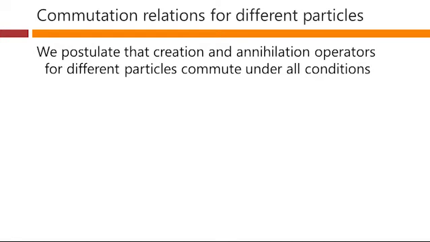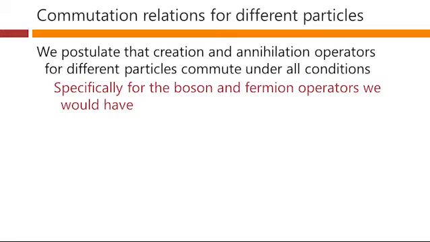We now postulate that creation and annihilation operators for different particles commute under all conditions. Specifically for the boson and fermion operators, we would have this kind of relation. So this is a commutation relation, even though these are fermion operators. We're saying that operators for different particles, creation operators, will commute with one another. So this is the creation operator for fermion single particle state J, the creation operator for boson mode lambda, and similarly over here, and we're saying that those will commute. It won't matter which order we create these different particles. It will make no difference to the state.